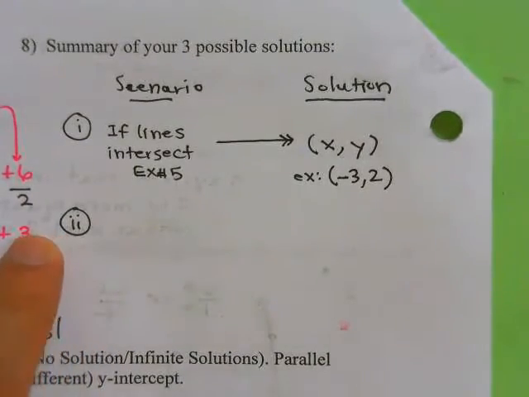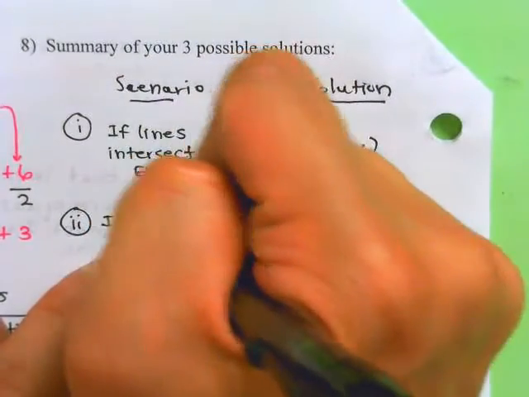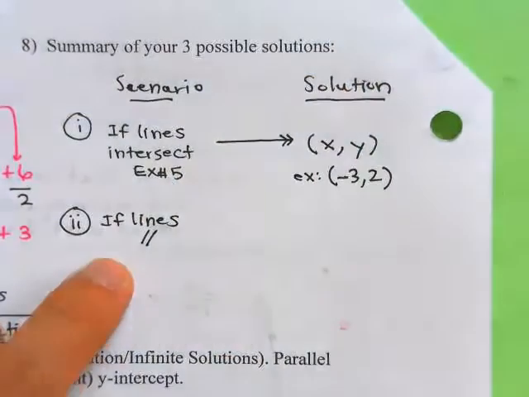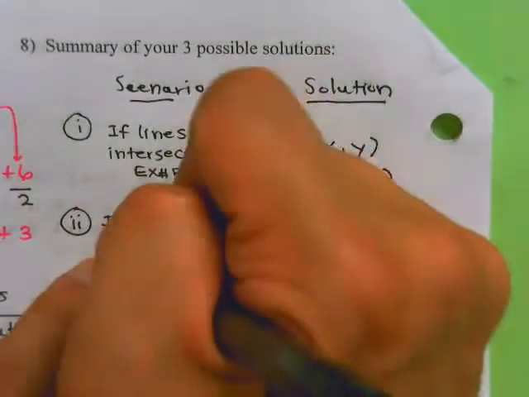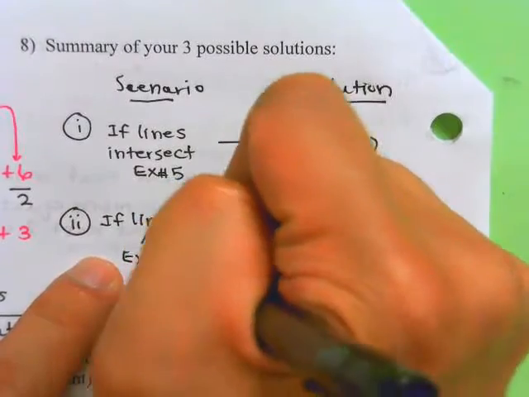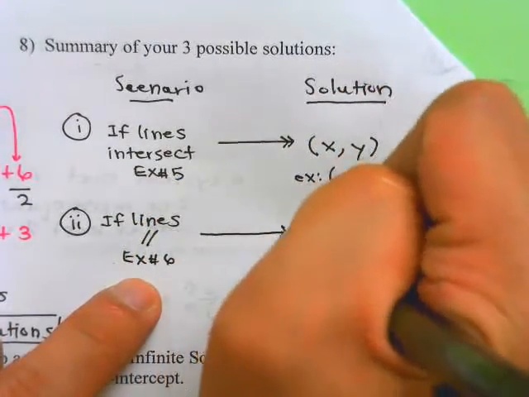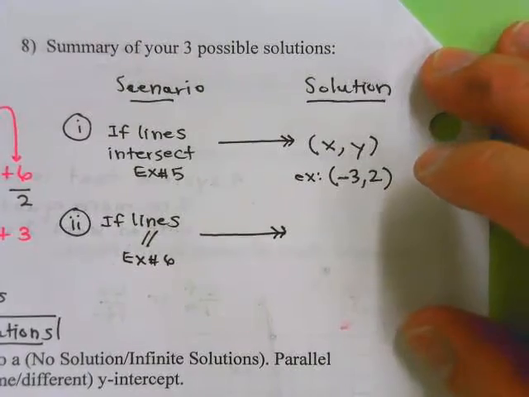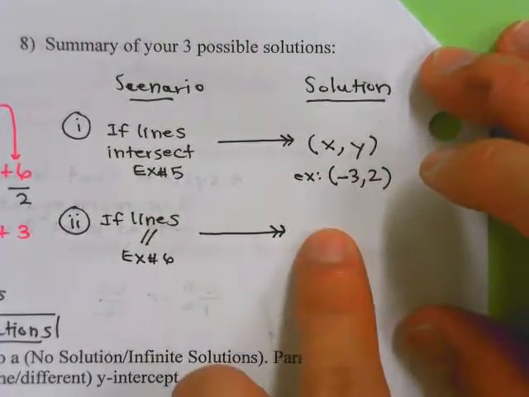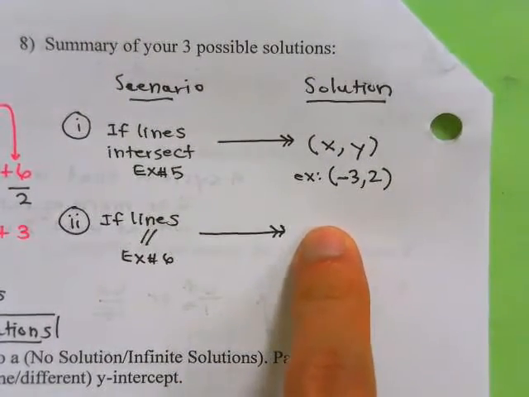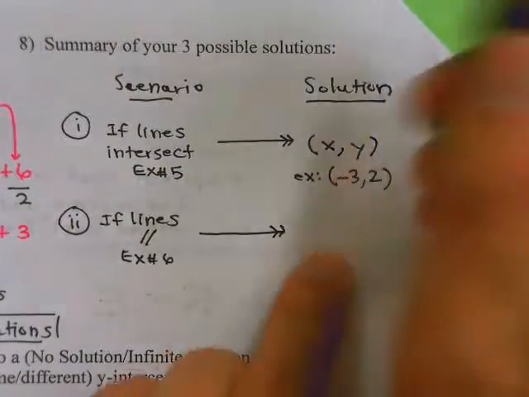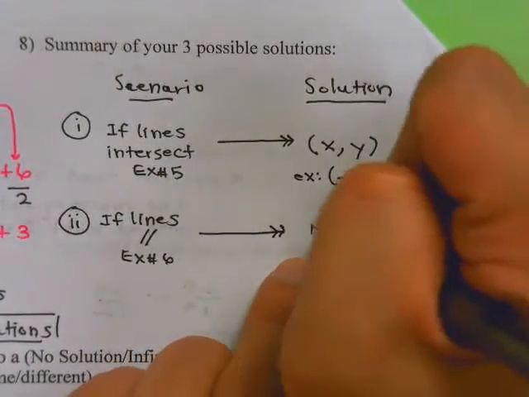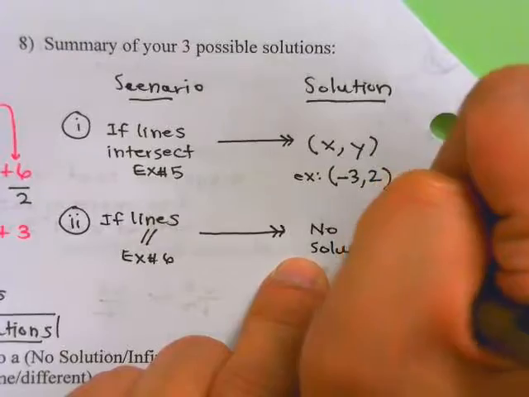Second scenario, if the lines are parallel, and we did that on example number 6. You have to look back on your notes. What were the 2 words that we had to write if the lines were parallel? No solution, because there were no points of intersection. So your solution is no solution.